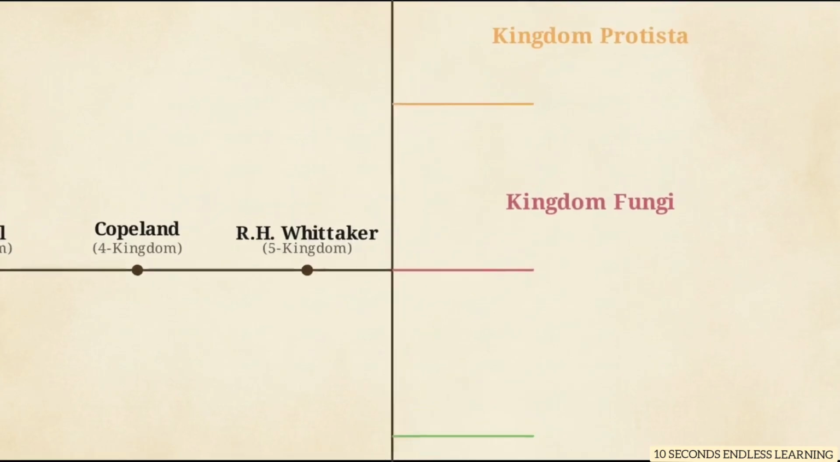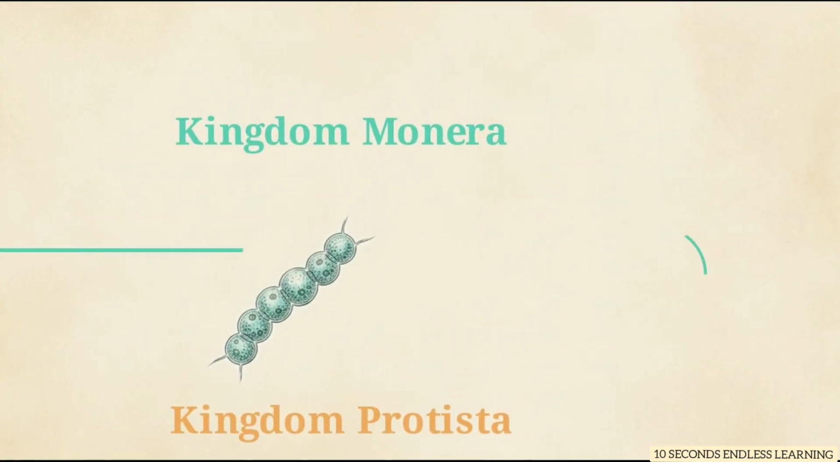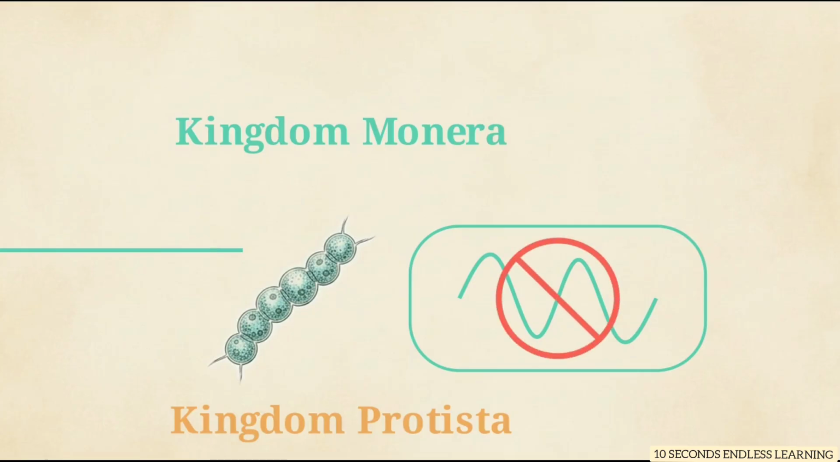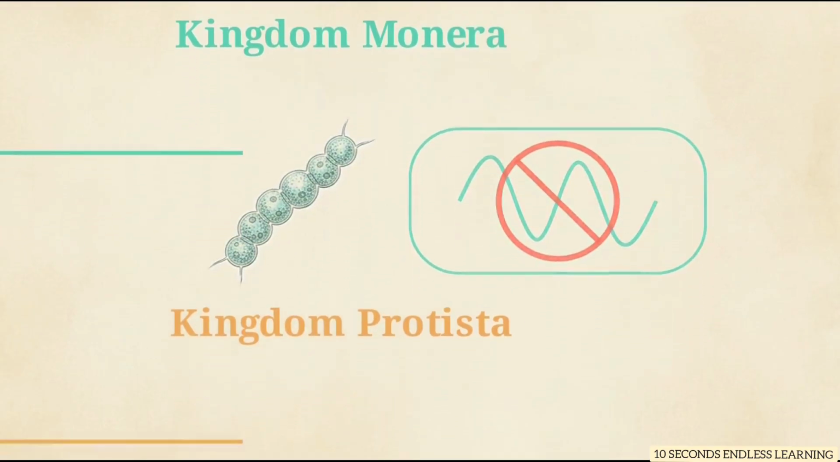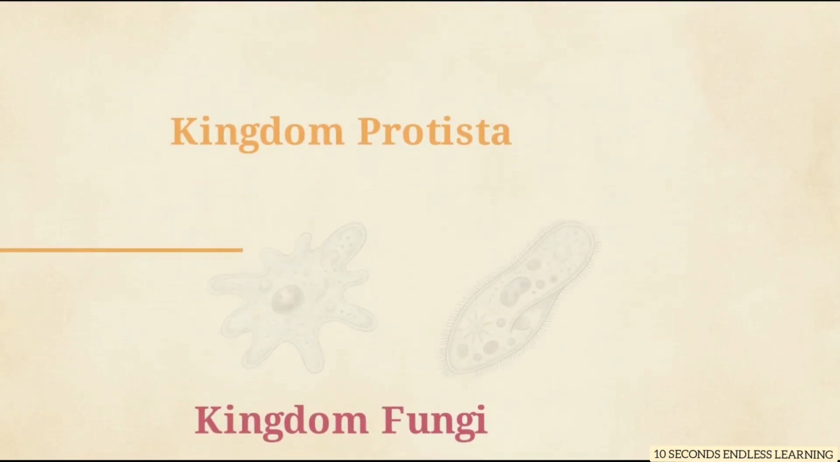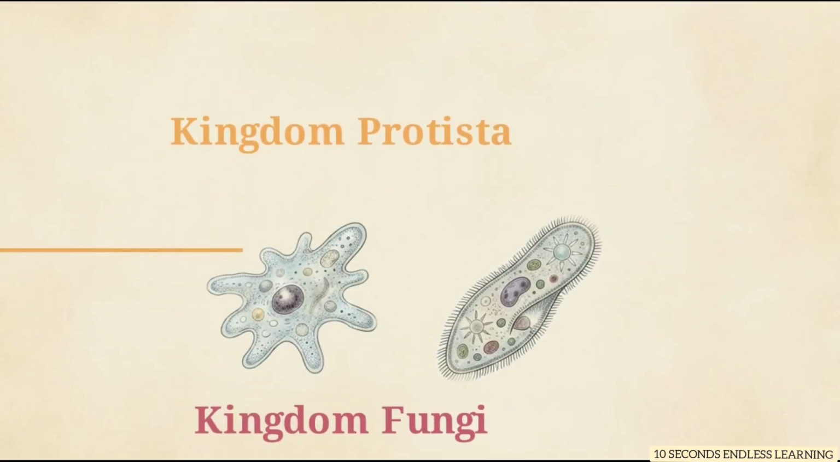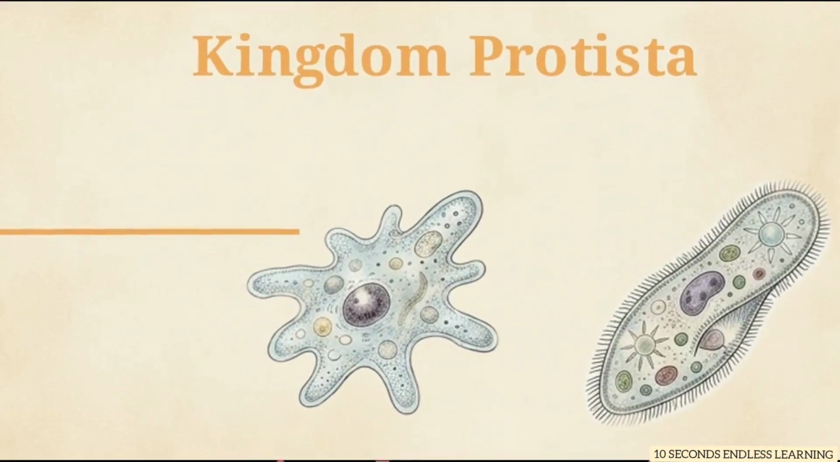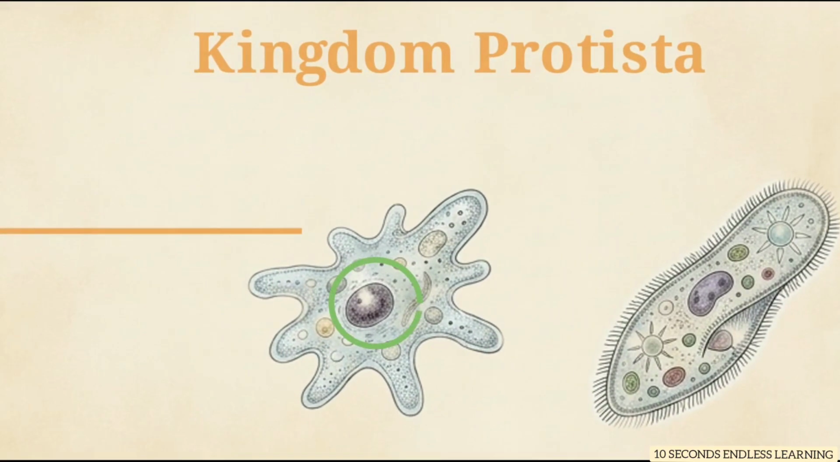These are the simplest single-celled life forms on Earth, like bacteria and cyanobacteria, the organisms responsible for producing Earth's early oxygen. Their defining structural feature is that they do not have a proper membrane-bound nucleus. Next is Kingdom Protista. If you do a hay infusion activity in your lab, you'll see these microscopic organisms swimming around. They are also single-celled, but unlike Monera, protists, like the amoeba, do possess a true membrane-bound nucleus.